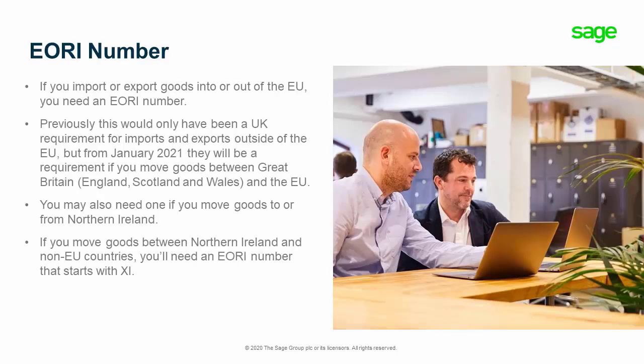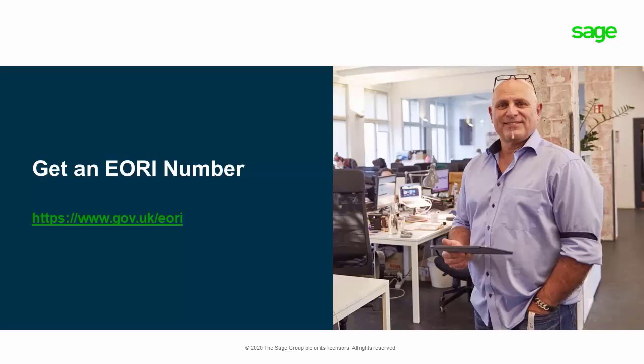EORI numbers next then. So if you import or export goods into or out of the EU, you need an EORI number. Previously, this would only have been a UK requirement for imports and exports outside of the EU. But from January 2021, there'll be a requirement if you move goods between Great Britain, so that's England, Scotland and Wales, and the EU. You may also need one if you move goods to or from Northern Ireland. And if you move goods between Northern Ireland and non-EU countries, you'll need an EORI number that starts with XI. If you need to get an EORI number, then you can do so from gov.uk/EORI.